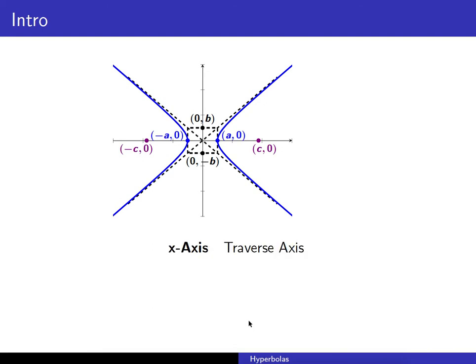Your x-axis, if it's opening left and right, is called your transverse axis. It is not the major axis. That's for ellipses. So you can think of the x-axis, the transverse axis, as the hyperbola's major axis. The y-axis is called the conjugate axis. So that ties in with the minor axis for ellipses.